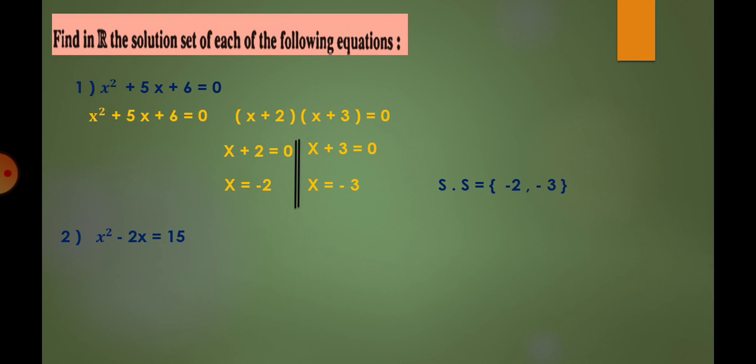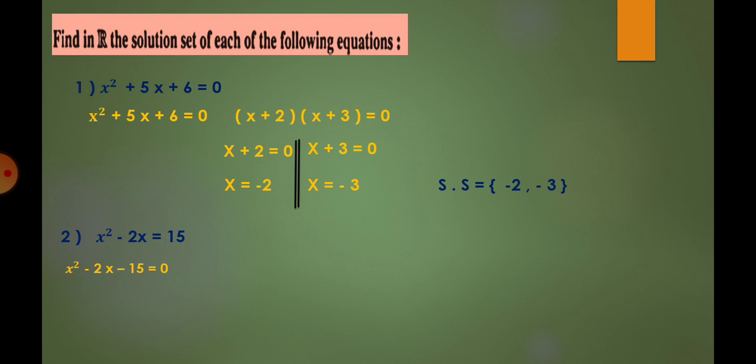Number 2, x^2 - 5x = 15. This is not in standard form. So we put the equation in the form ax^2 + bx + c = 0. We write 15 on the left hand side with a negative sign: x^2 - 2x - 15. And factorize the expression. We want two numbers whose product equals 15 and whose difference equals 2.